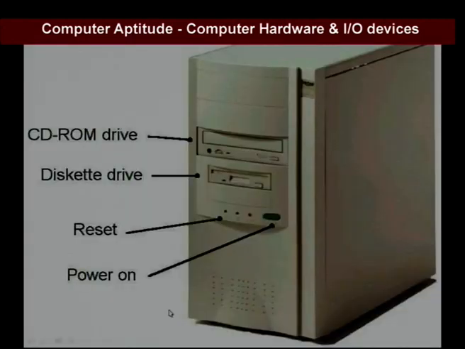Next, this is the CPU. What is the structure of the CPU? I will explain it briefly. CD-ROM drive. CD-ROM means compact disk read-only memory. It is used for inserting CDs or DVDs. So, you have to use the CD-ROM drive. Next, the diskette drive. The diskette drive is used for connecting pen drives and external devices.